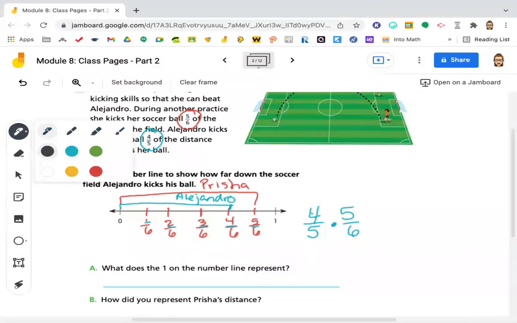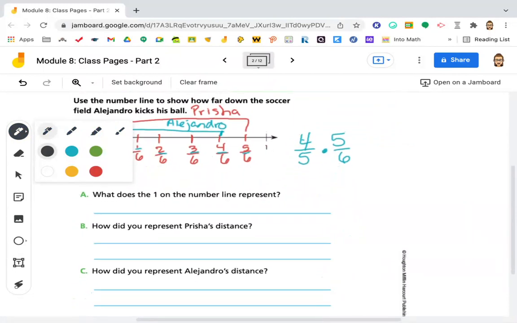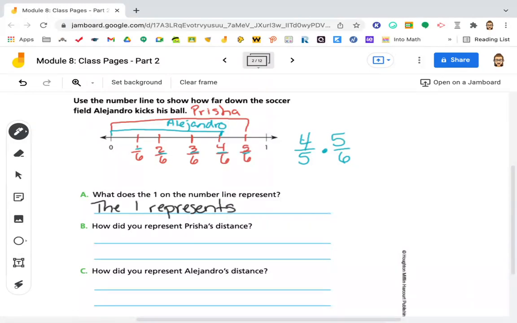So it asks us, what does the 1 on the number line represent? Well, the 1 on the number line is representing the whole soccer field. So the 1 represents the length of the whole soccer field.